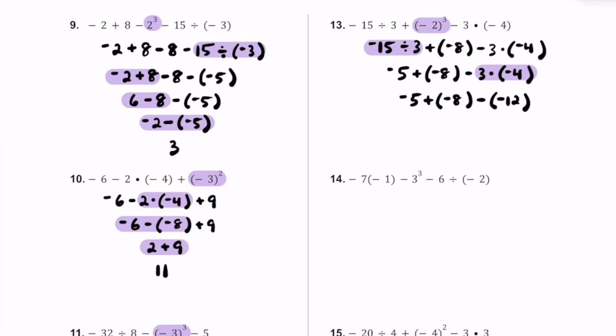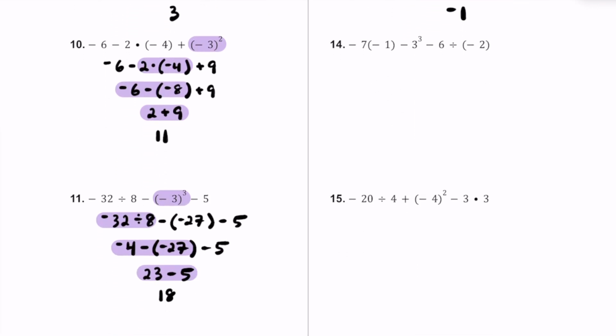We have addition and subtraction, which are equally important, so just go left to right. -5 plus -8 is -13. We have -13, take away this -12. And then basically we can think about this as -13 plus 12, which ends up being -1.